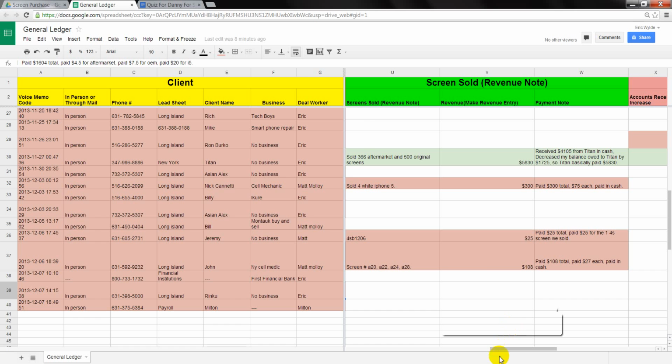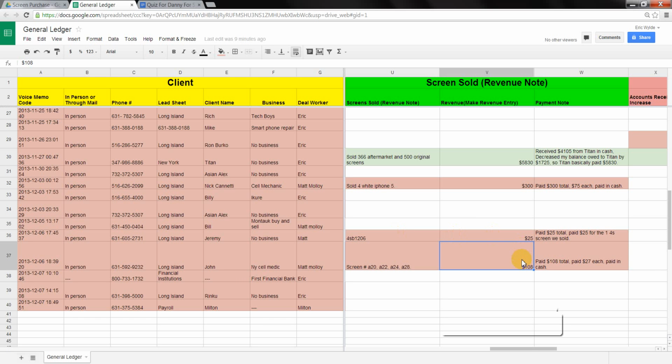So in the screen sold, we'll have screen sold, where you literally write the numbers of the screens, or the barcode numbers. Then we have revenue. Revenue should be what they paid us or what they were supposed to pay us. An example would be if we didn't accept money from them because we bought screens from them and we exchanged it for credit.